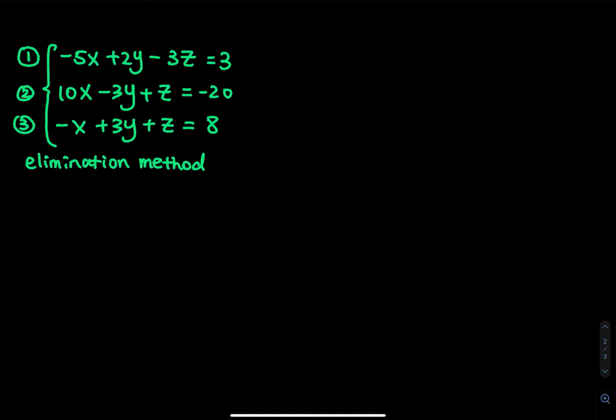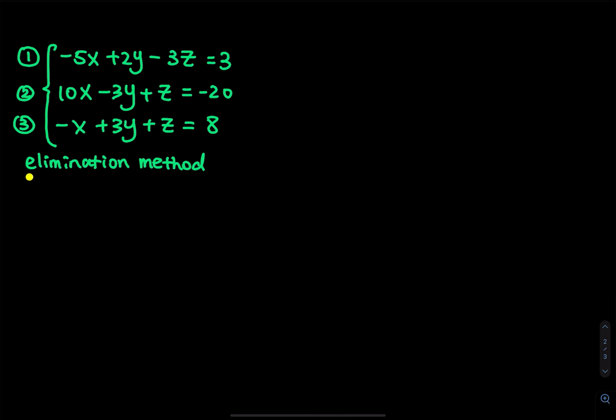Multivariable system of equations. We have one system with three unknowns, x, y, and z, and three equations. So the first thing that you do is you number each equation, 1, 2, and 3. If you don't do this, your work will be very messy when you review it. So I have negative 5x plus 2y minus 3z equals 3, 10x minus 3y plus z equals negative 20, negative x plus 3y plus z equals 8.